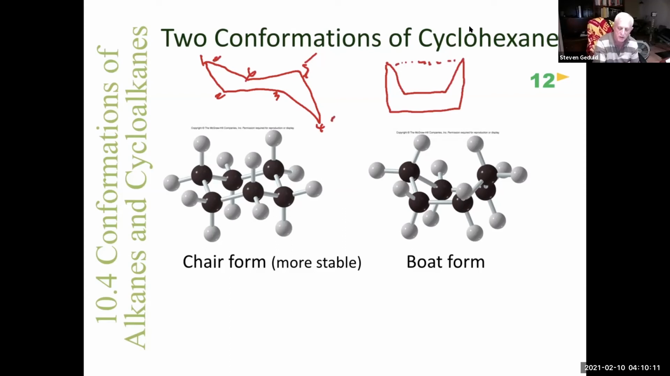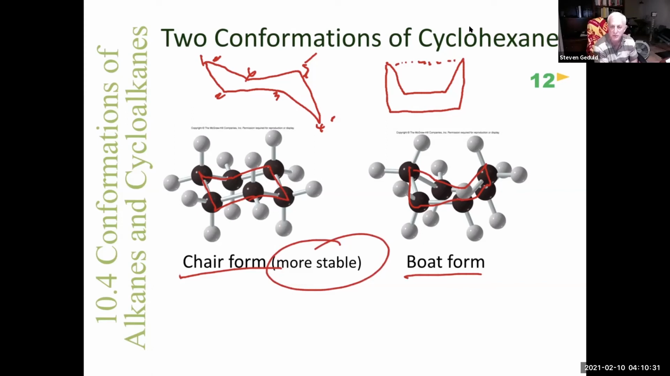So this is the chair form. You can see how it lines up and dips down. This is a boat form. Both sides come up. Okay. So the chair form versus a boat form, the chair form is more stable because it does not sterically hinder the atoms as they come in close contact with each other. It's pushing them farther apart, which makes it more stable.